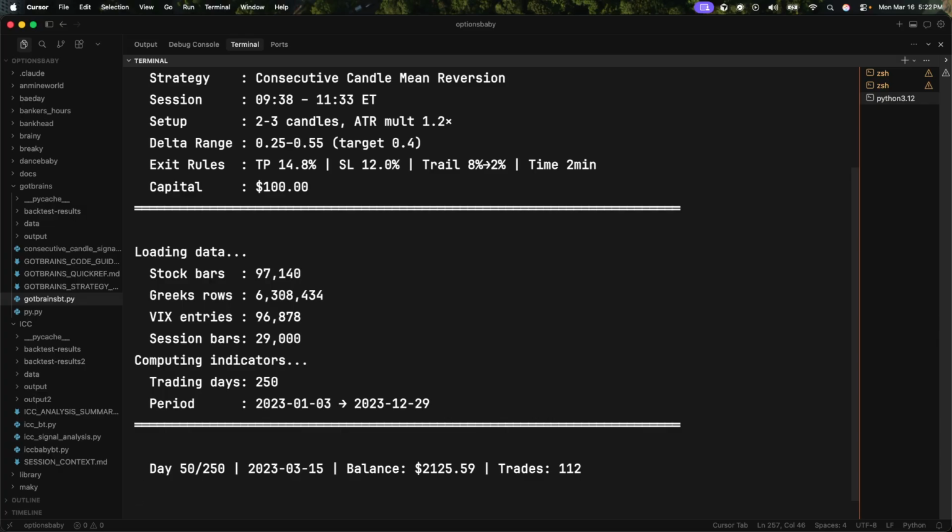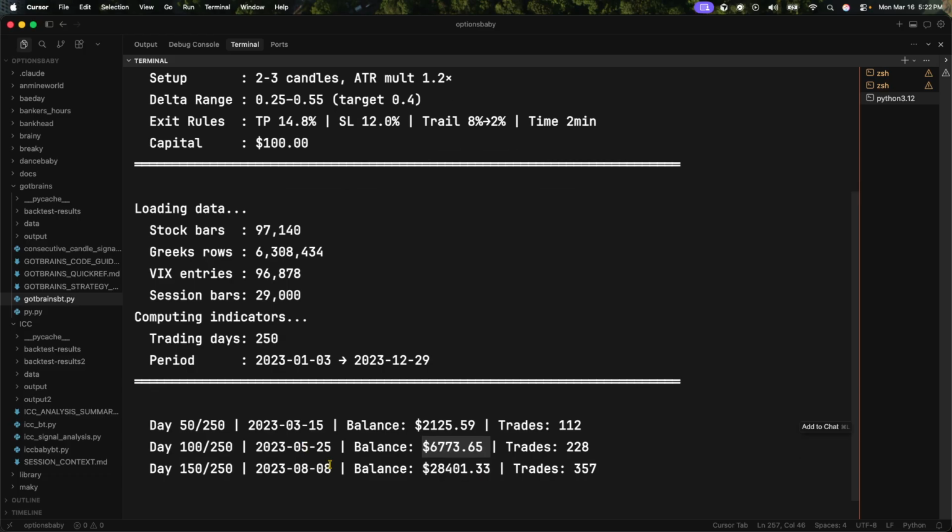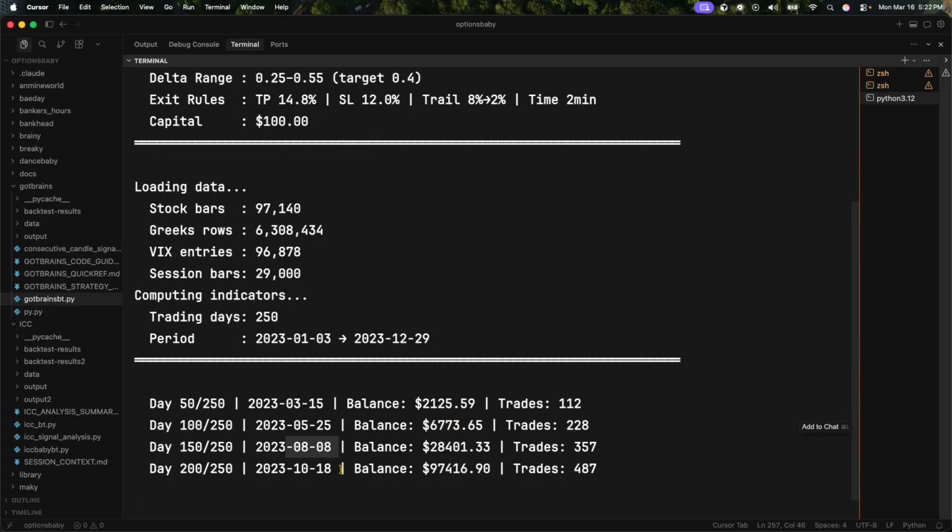Same thing we're seeing here, right? The strategy in the first 50 days made 2,100 out of 112 trades, then almost tripled. Went from 2,100 to 6,700, and the trades almost doubled as well, right? Just a little above. And then damn near 3 times his money. That's 3 or 4 times. Damn near 4 times, right? From 6,700 to 28,000 in August, and then it went from 28,000 to 97,000.